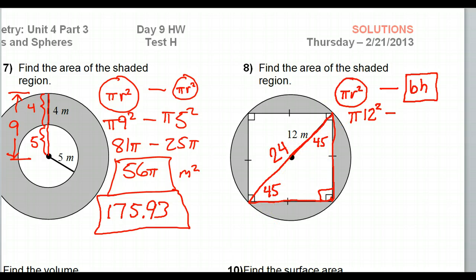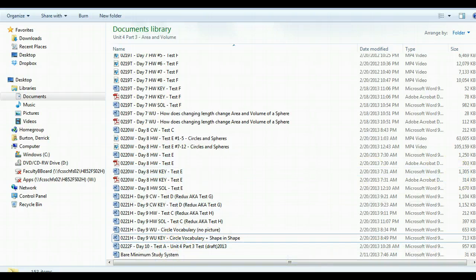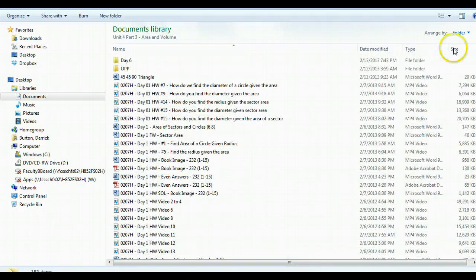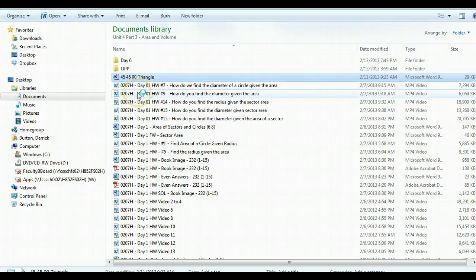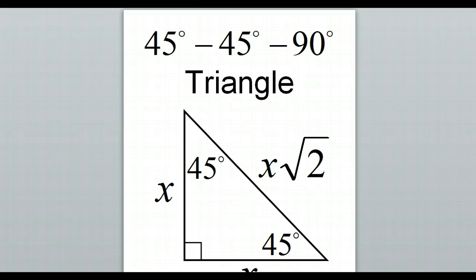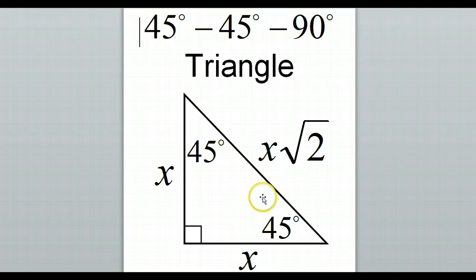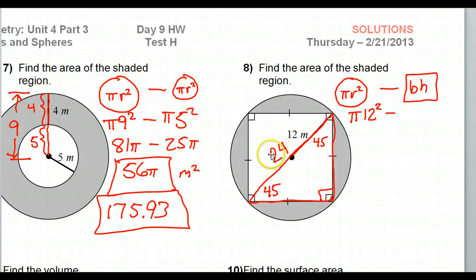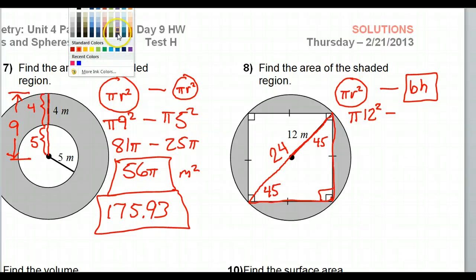Now we have special properties that we can be aware of. If I can find them quickly for you. Bam! These are the properties of a 45, 45, 90 triangle. It goes leg, leg, and then leg radical 2 for the hypotenuse. So focus on that x radical 2, see how it sits at the hypotenuse. Here we have a 24. That 24 should equal x radical 2.